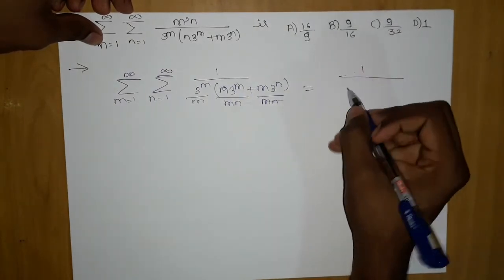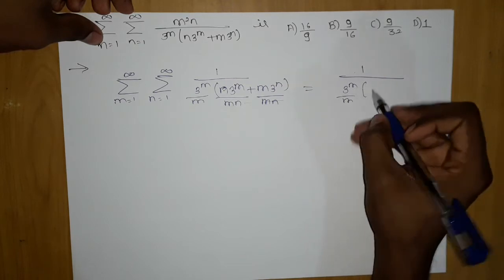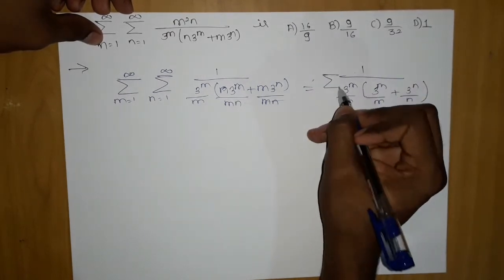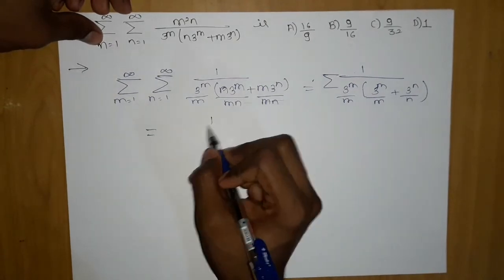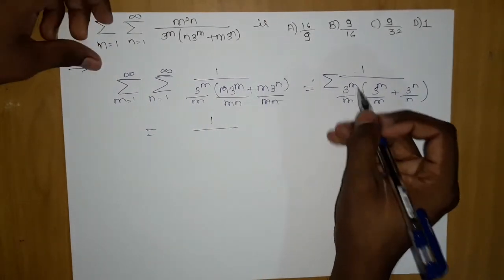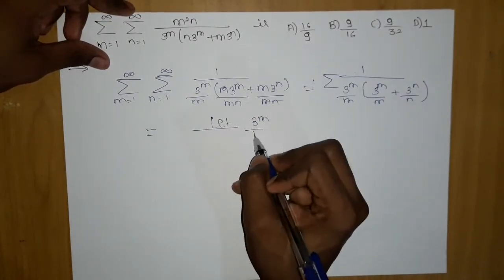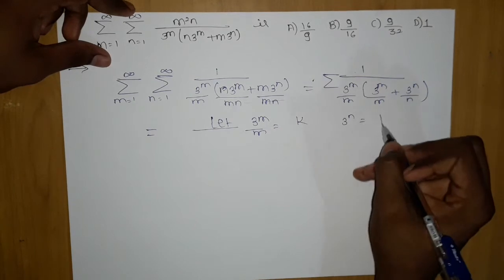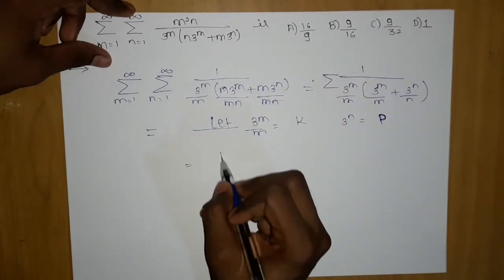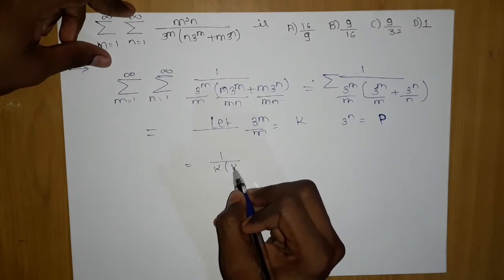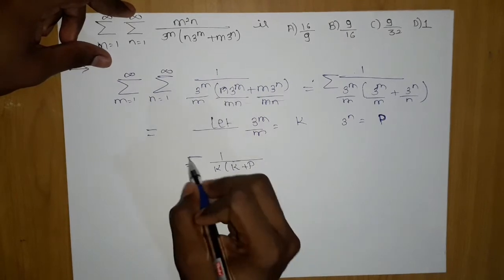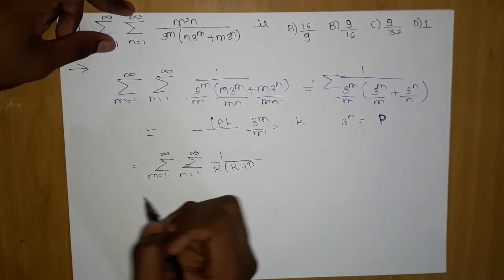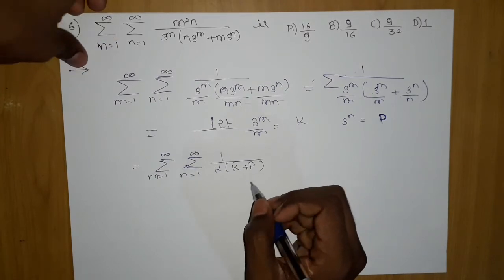Further on, 1 upon this is nothing but 3 power m by m. The n will cancel out, 3 power m upon m, and this is nothing but 3 power n upon n. The summation will be as it is. I don't need to write it again and again, but you should write it. Let me call 3 power m upon m some k, and 3 power n upon n some p. Then what we get is 1 upon k into (k plus p), summation n equals 1 to infinity, summation m equals 1 to infinity. I'm calling it just some S to make it easy.